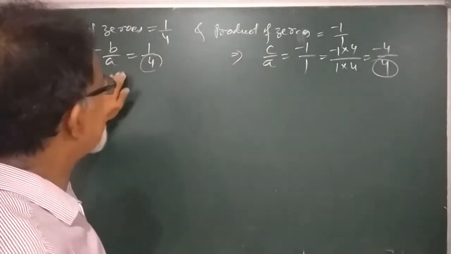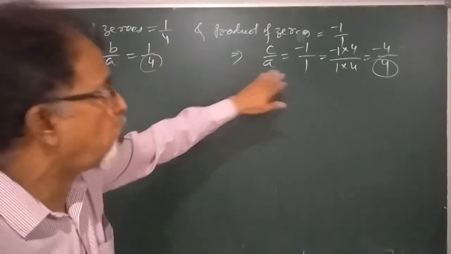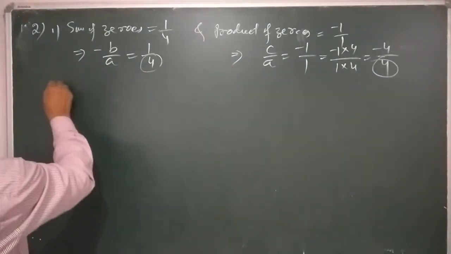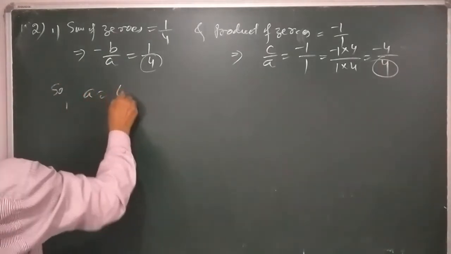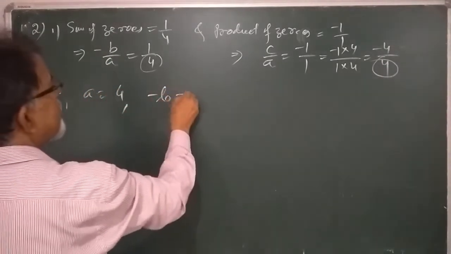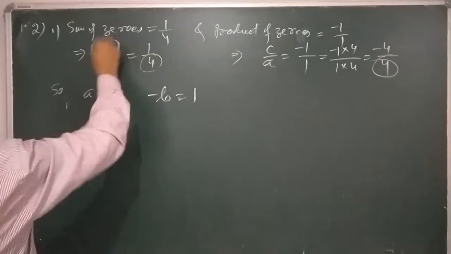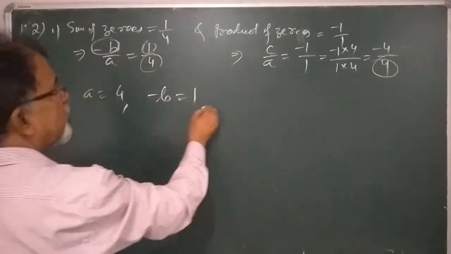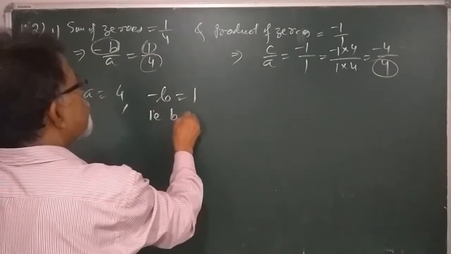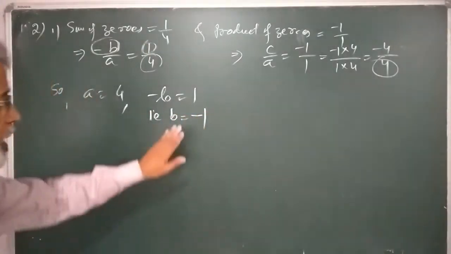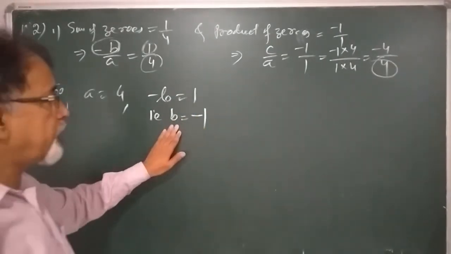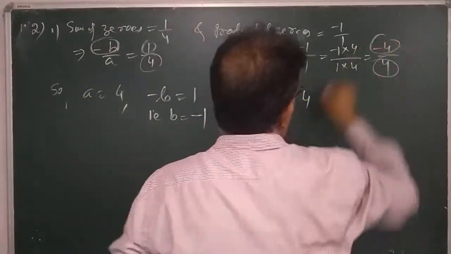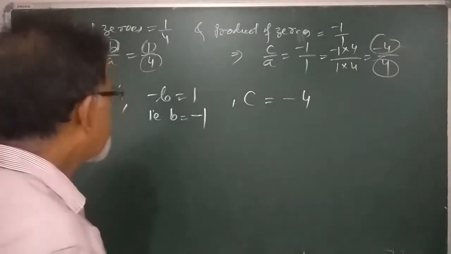Now let us write the value of A, B and C from these two terms. So we write A equal to 4, minus B equal to 1, because this is the minus B, this is 1. That's why we will write minus B equal to 1. That means B equal to minus 1. We will write here the value of B, and C equal to minus 4. This is the minus 4 which is equal to C.